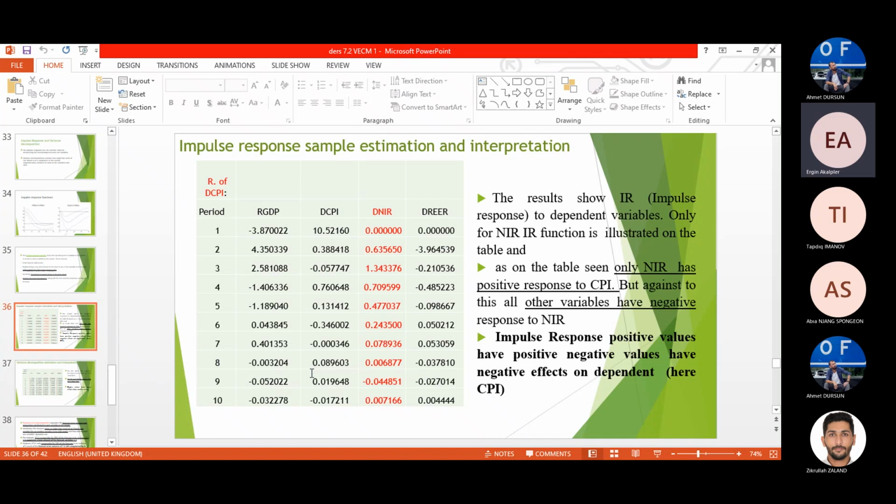If you have any questions, you can ask, and I have already given you the guideline. In the impulse response, positive values have positive effects and negative values have negative effects on the dependent variable. As you see, the dependent variable here is the CPI. Therefore, it is important to look at the numbers, positive and negative signs, as I have illustrated on the graph here.